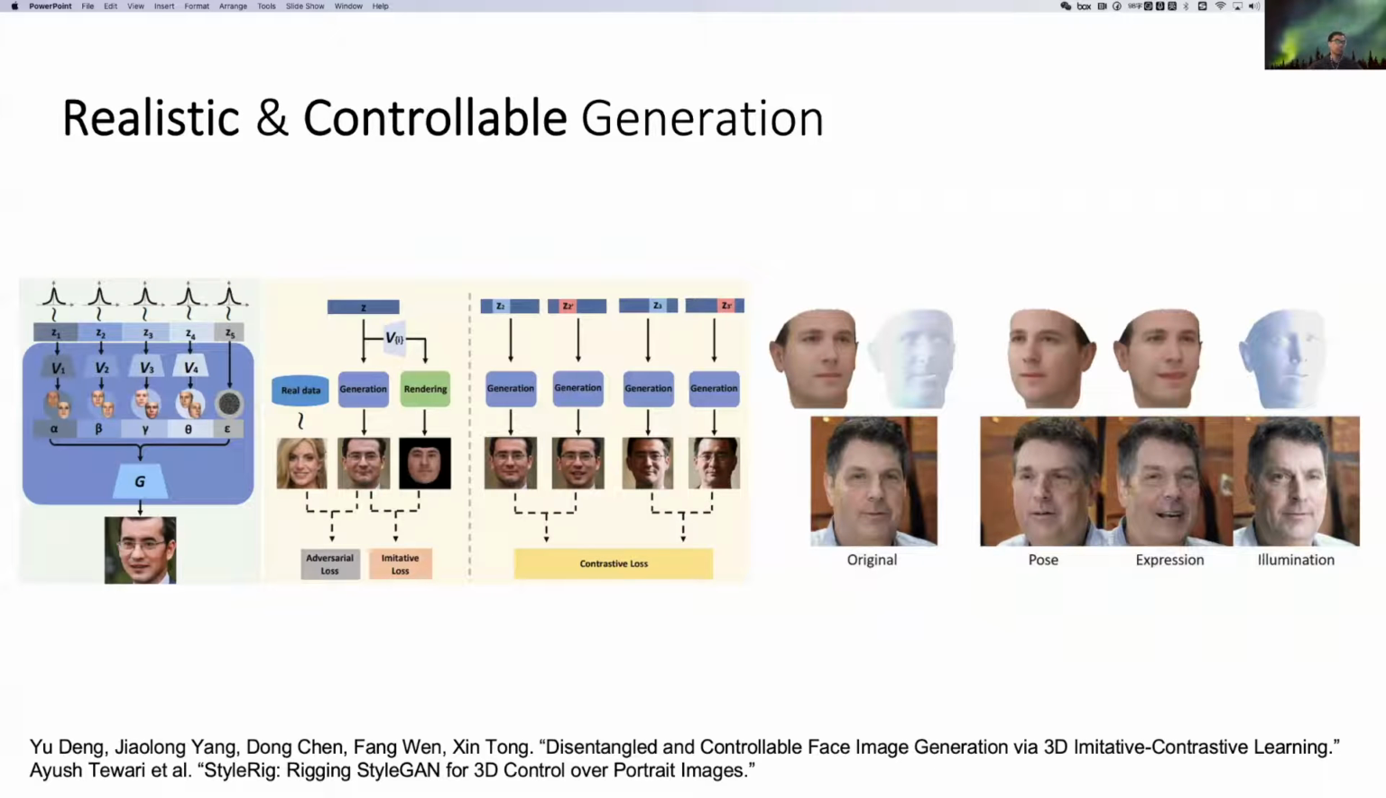And the third problem is how to generate controllable and realistic generation. Those are very new works. I think they were all published in 2020. So this one is proposed by Deng et al. They proposed an approach for face image generation of virtual people with disentangled, precisely controllable latent representation of identity for non-existing people, expression, pose, and illumination.